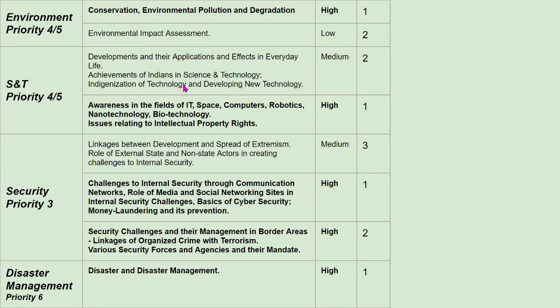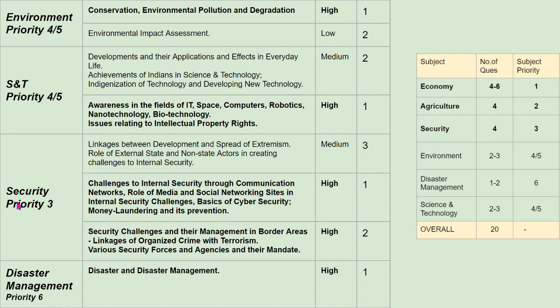Next, moving on to the third priority, that is security. As you know, you can group the syllabus lines into these 3 lines. There are roughly 4 questions from these lines. So it shows that with lesser preparation, security can be more rewarding. Especially in security, the topics highlighted in bold have a relatively higher weightage. That is challenges to internal security through communication networks, role of media, social networks, basics of cybersecurity, money laundering. So this topic forms the first priority.